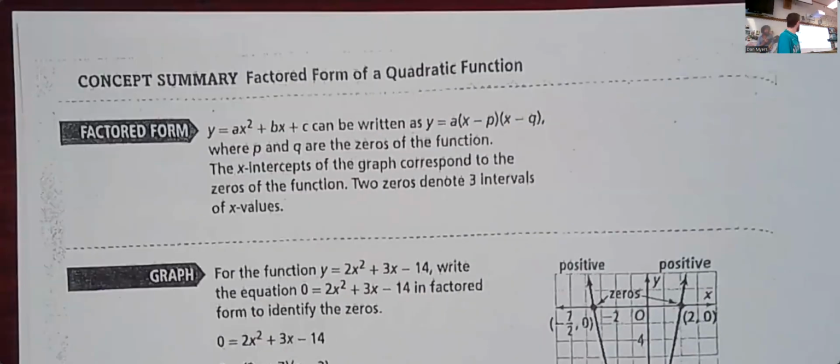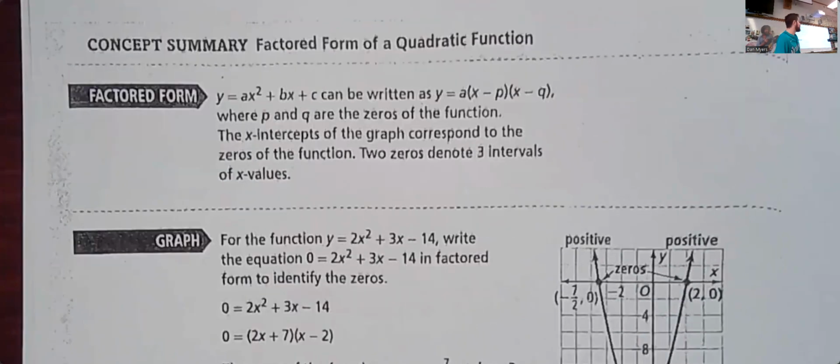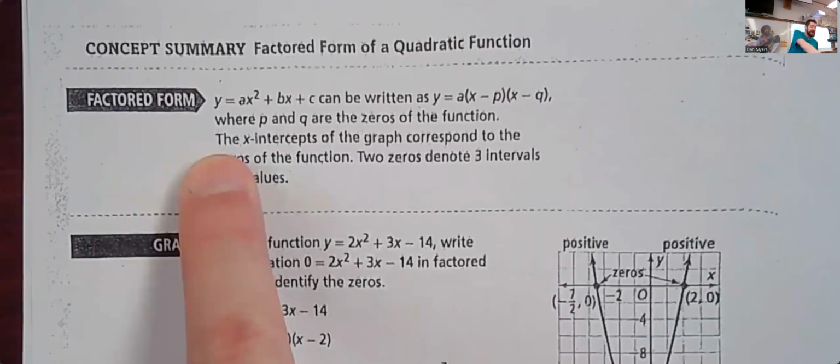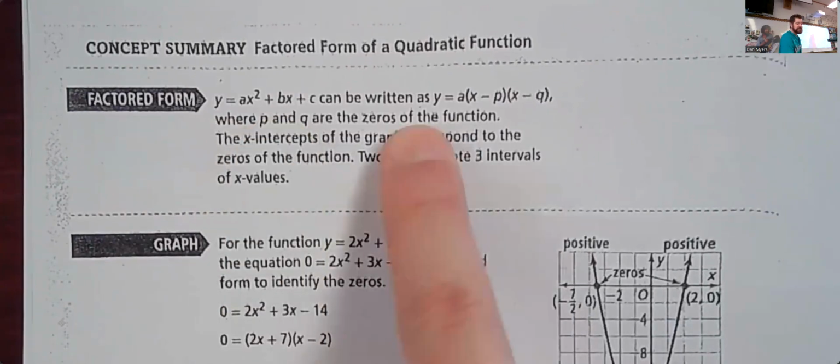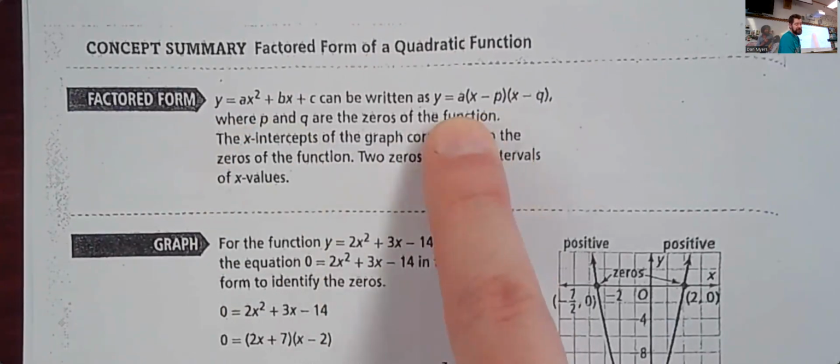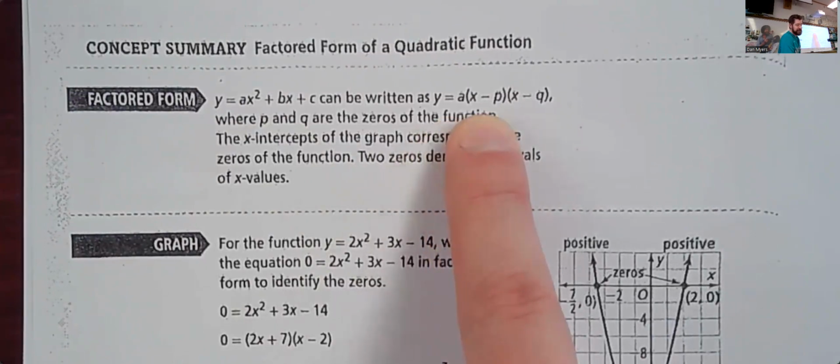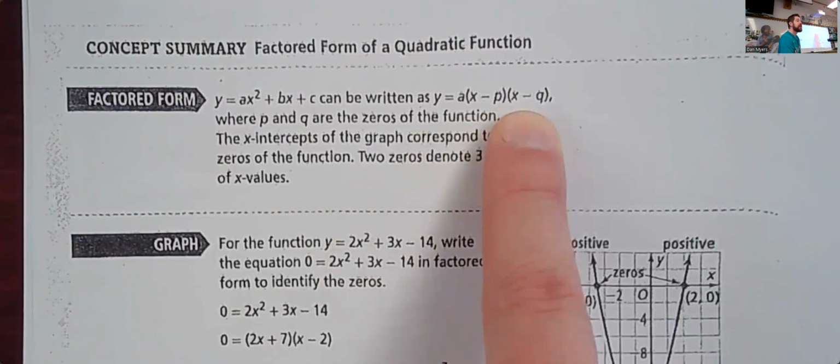So the main stuff that we're going to be learning about today is factored form. Factored form, by the way, takes standard form and it factors it. So if you factor standard form, you end up with a form of a function that is written as y equals a times x minus p times x minus q. Where x and y, by the way, show up in every form of an equation.